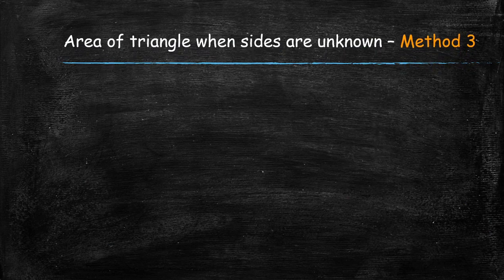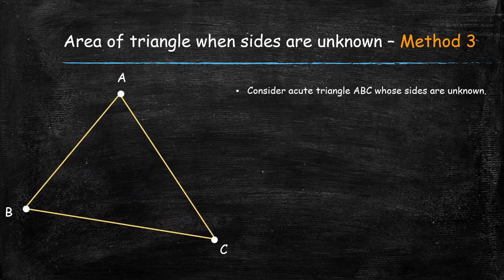Now let's see the third method of finding the area of a triangle, where we do not know the sides. If we knew the sides, we would use the Heron formula to find the area of the triangle. But here we do not know the sides. So first we take an acute angle triangle ABC whose sides are unknown. The angles of this triangle are also unknown.